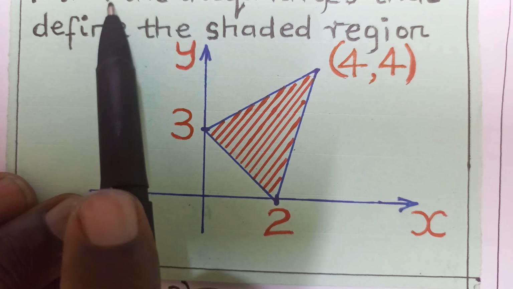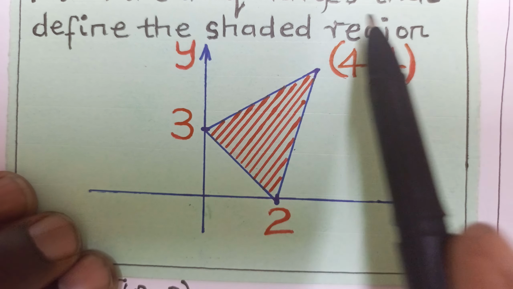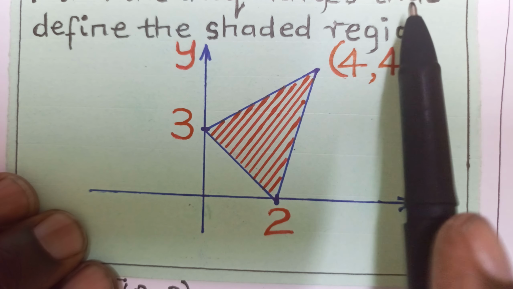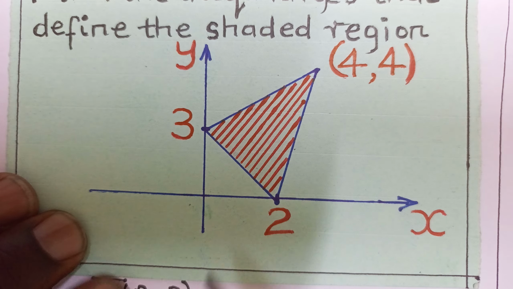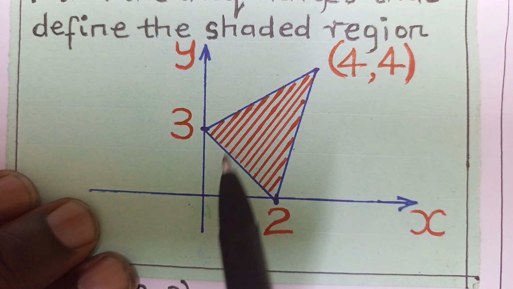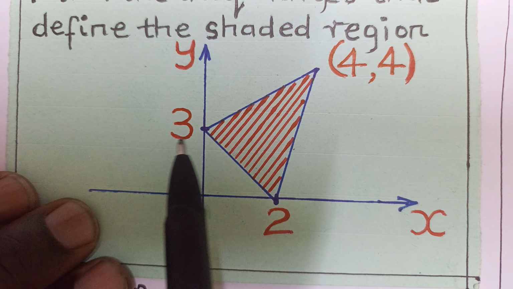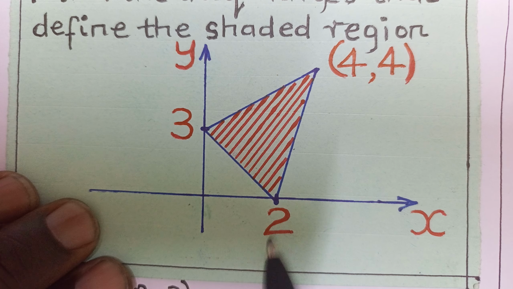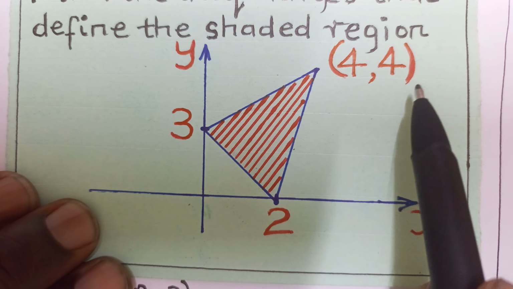I read the question: find the inequalities that define the shaded region. And so guys, we have this shaded region. You can see this point is 3, we have a point 2 here, we have a 4 and 4.